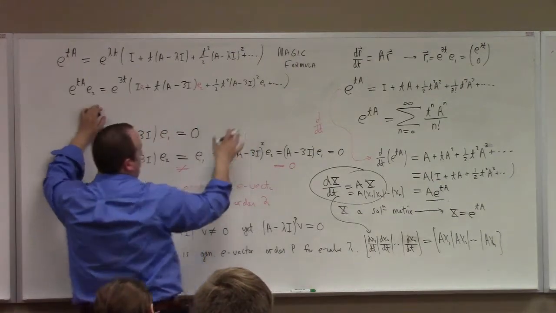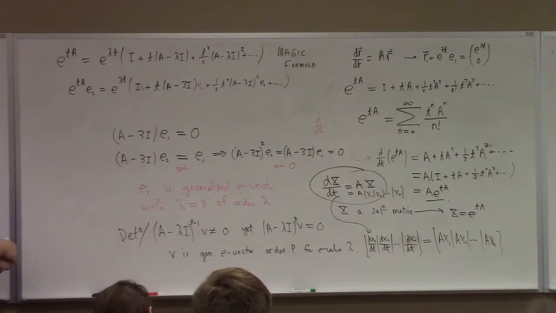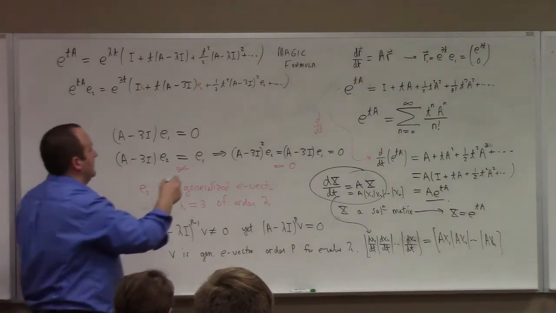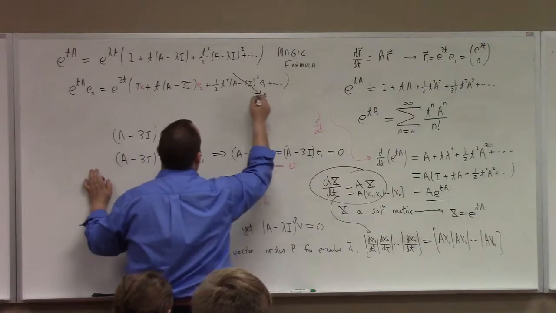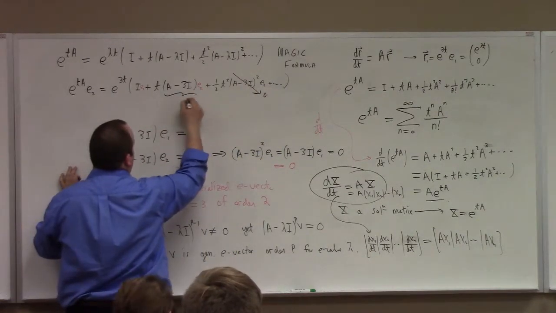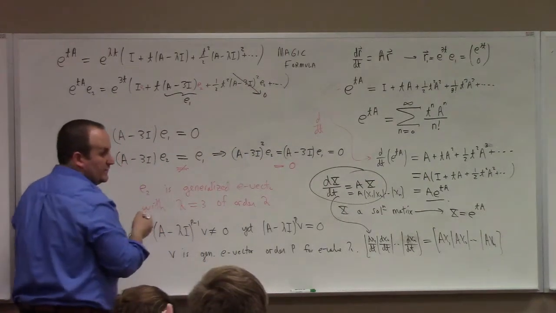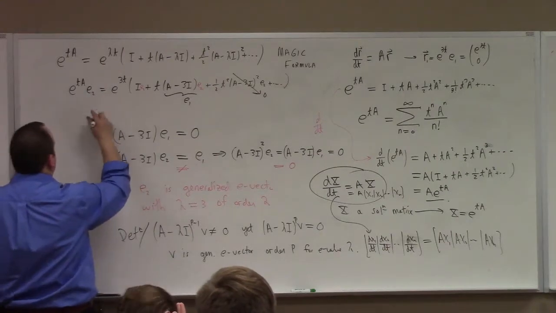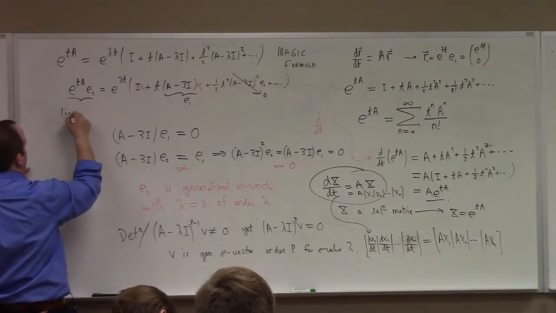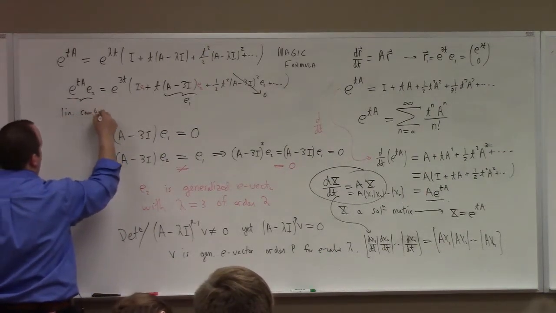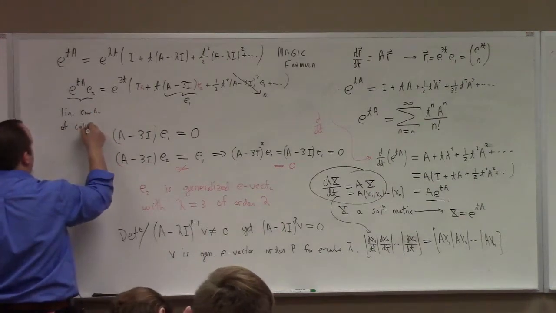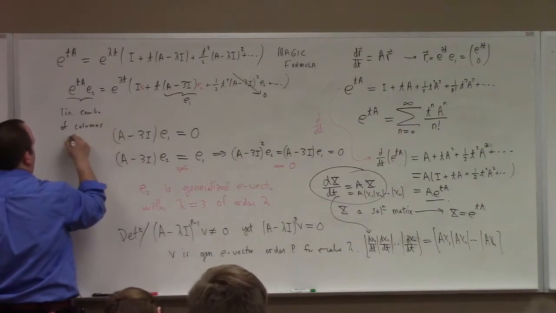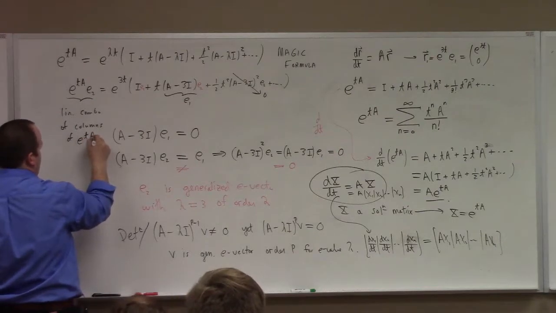But hey, what's the deal with that? What's a minus 3I squared times e2? It's 0. So this is 0. This is e1, right? And what is this? This is a linear combo of columns, right? Of e to the ta, right?